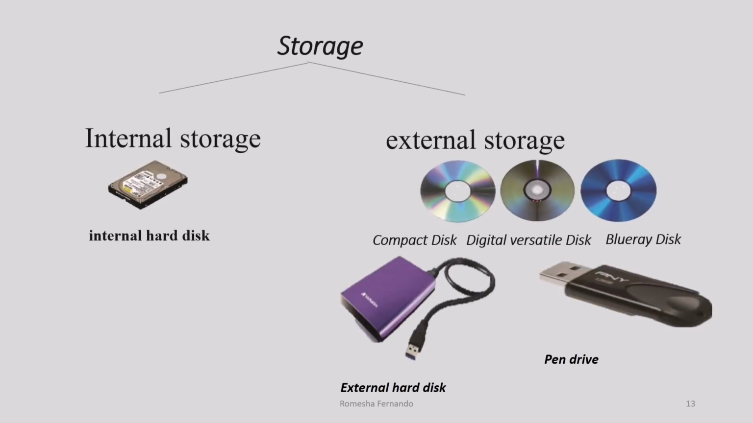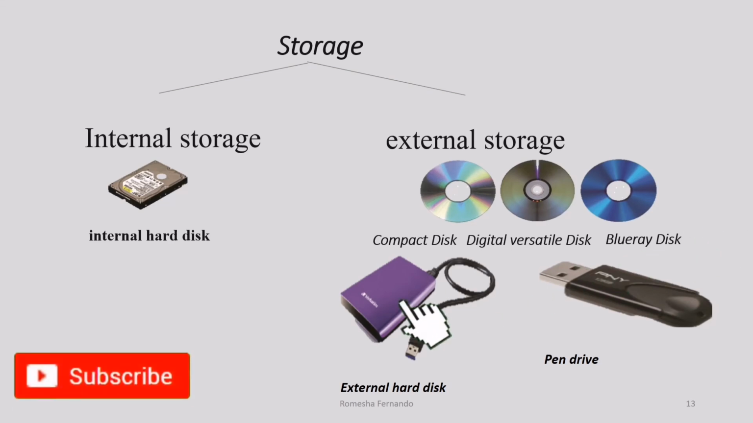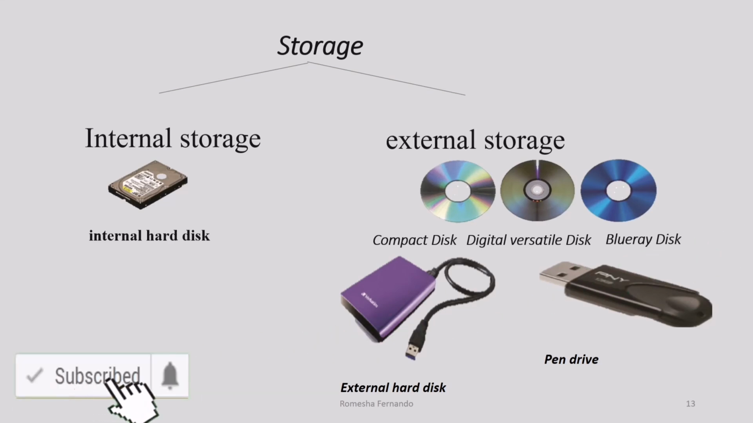Storage devices can be divided into two main parts as internal and external. Internal storage devices can be seen inside the computer. As an example, internal hard disk. External storage devices are the devices that we connect from outside of the computer: CD, DVD, Blu-ray disc, pen drive and external hard disk.